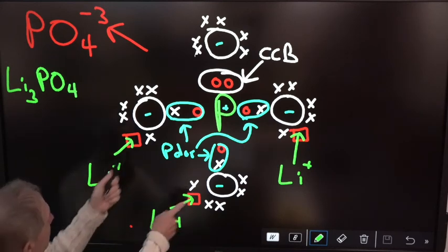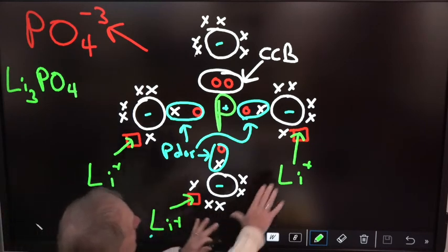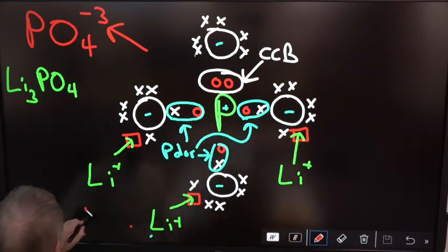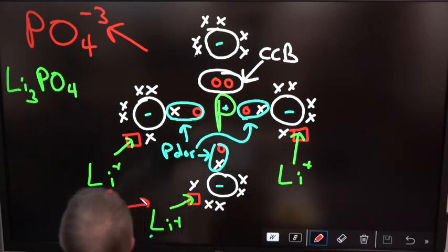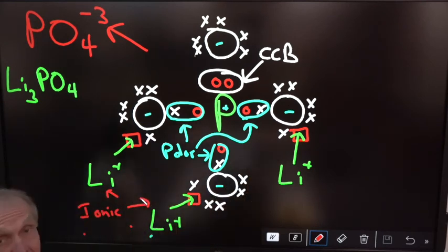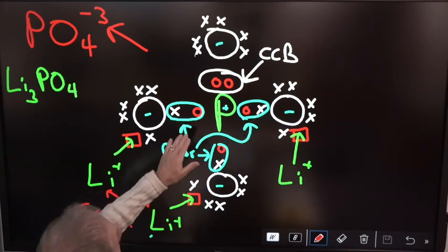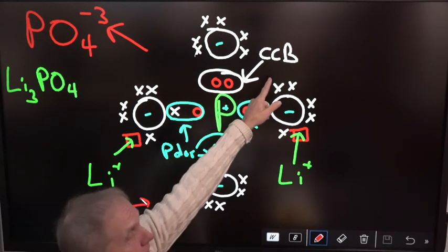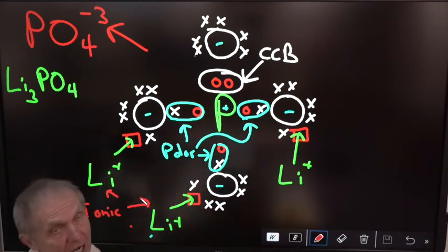But what about these bonds? The metal to the polyatomic ion. These 3 bonds are this. That's ionic, and that's ionic. So now I have crazy bonds in here. Unequal sharing, polar, polar, polar. Unshared pair of electrons gets shared, that's coordinate covalent bond. Lithium to the polyatomic ion is an ionic bond.